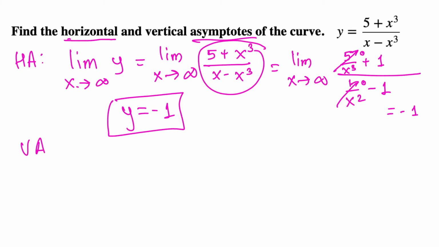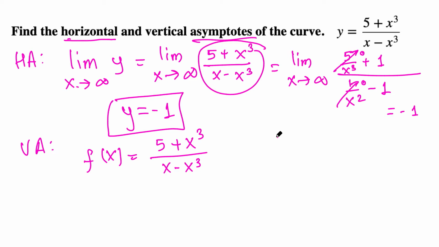Now let's find vertical asymptotes. That means x values for which the function goes to infinity when we approach from left or right. Looking at the function here, our function is f(x) or y, same thing, (5 plus x cubed) over (x minus x cubed). We want to see where this function is undefined, and for those x values, unless we get 0 over 0, those values will be vertical asymptotes.